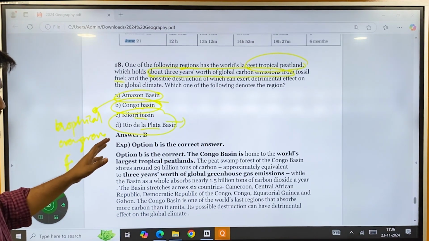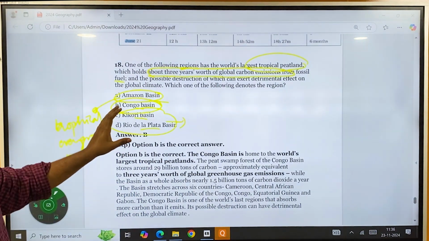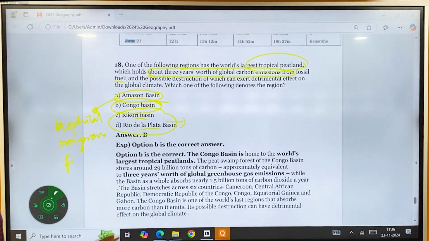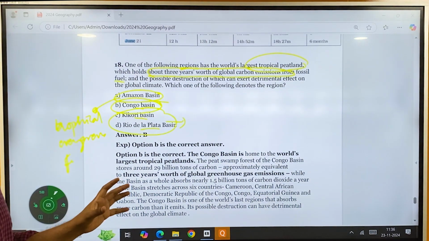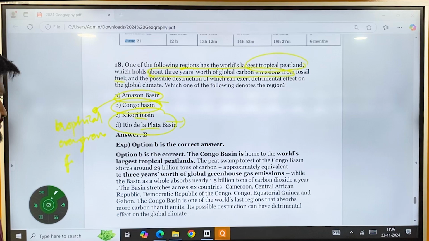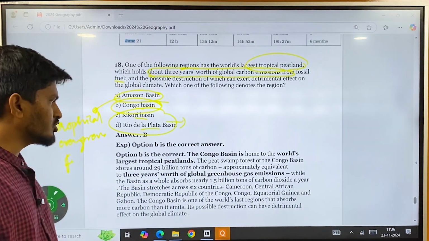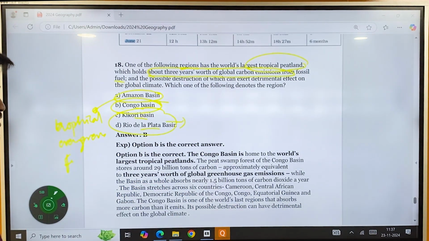Because I have the basics about this, I am able to answer this question. If you don't have the basics, either you know the question or you don't. If you are not confident about these kinds of questions, you can better leave the question. Option B is correct. Congo basin is the world's largest tropical peatland.